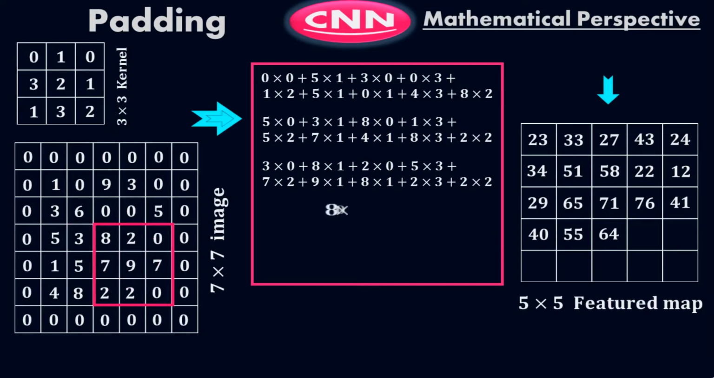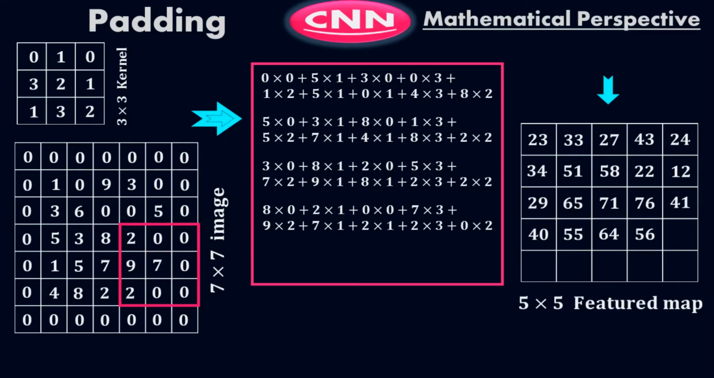Take its product with the kernel to get 56. 8 times 3, 2 times 1, 0 times 0, 7 times 3, 9 times 2, 7 times 1, 2 times 1, 2 times 3, 0 times 2. It equals 56. Then leave the fourth column and pick this 3 by 3 matrix.